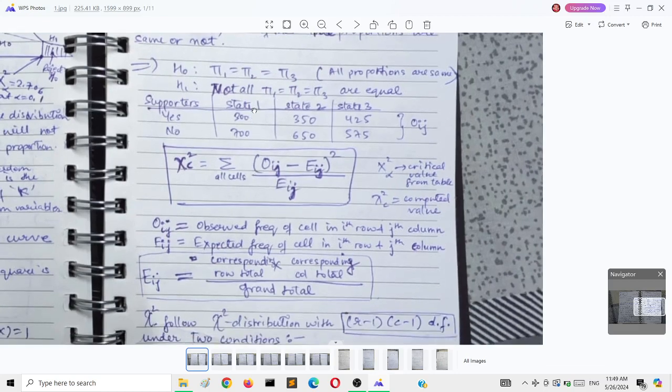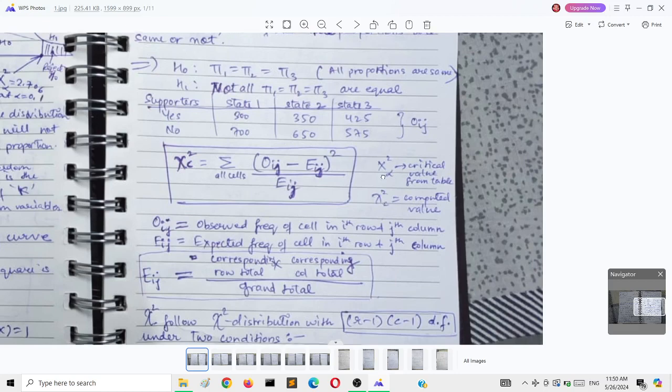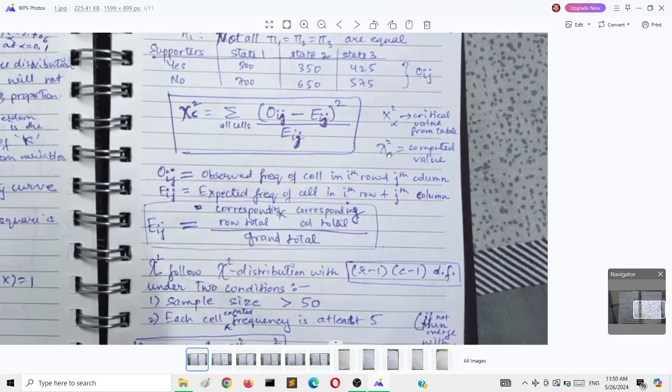So in the state 1 you actually got the yes votes from the 1000, that's actually 300. In the state 2, 350, and state 3 is actually 425. In a similar fashion, you want to get the votes of no, you will subtract from 1000 because the total were 1000. So you actually got 700, 650, and 575, right? Now you will actually get the chi value, right?